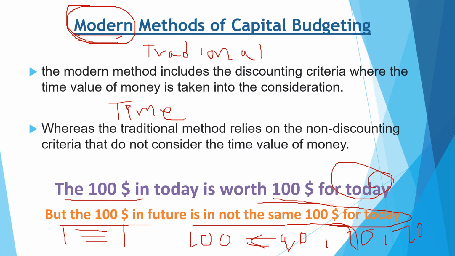The reason is that time is flowing, and when time flows, inflation happens. The cost of commodities, or whatever we are purchasing from the market, is increasing. That is why this 100 rupees is not the same in the future. It may be less than this 100 rupees in the present.